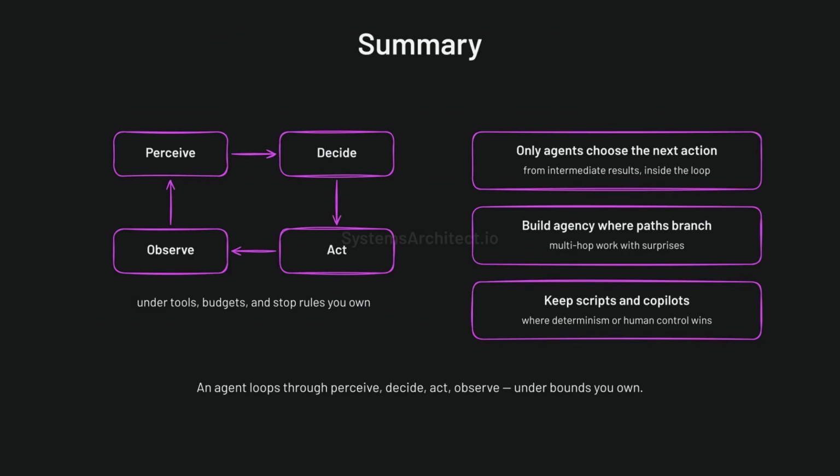An AI agent is a system that loops through perceive, decide, act, and observe under tools, budgets, and stop rules you own. Workflows and chatbots use models too, but only agents choose the next action from intermediate results inside that loop. That loop under tools, budgets, and stop rules is the real definition. Build agency where the path must branch, and keep scripts and copilots where determinism or human control still wins.